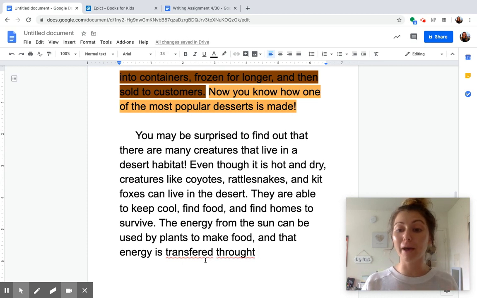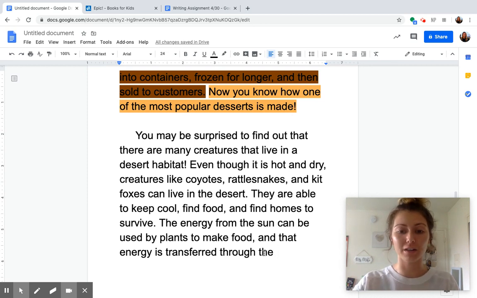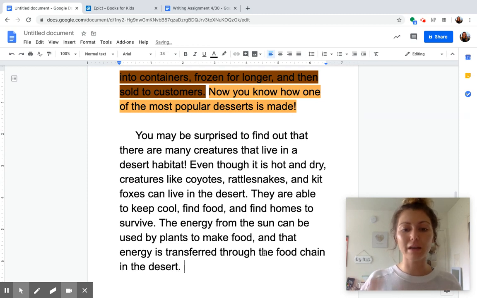made a spelling error, but remember we learned that the computer can help me out when I make a mistake, just like that. That energy is transferred through we call animals eating other animals, and then another animal eating that animal, predators and prey, the food chain. Chain in the desert. Great.